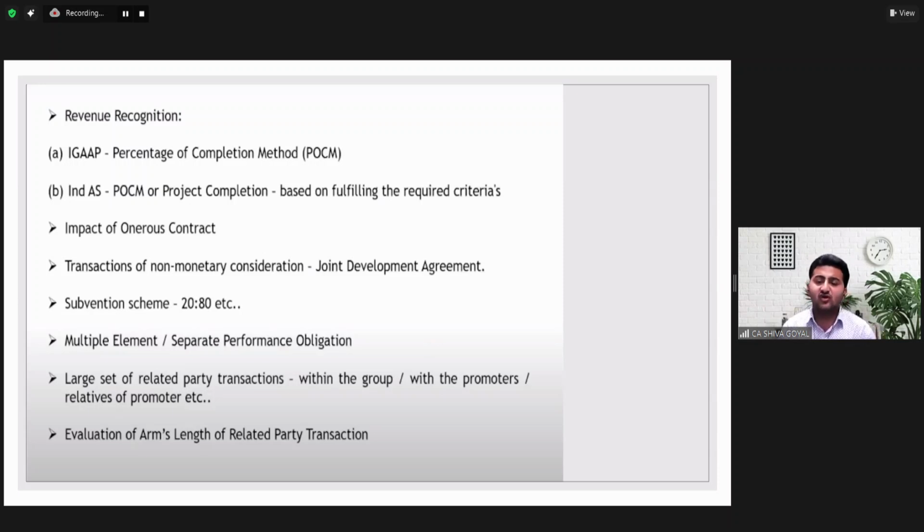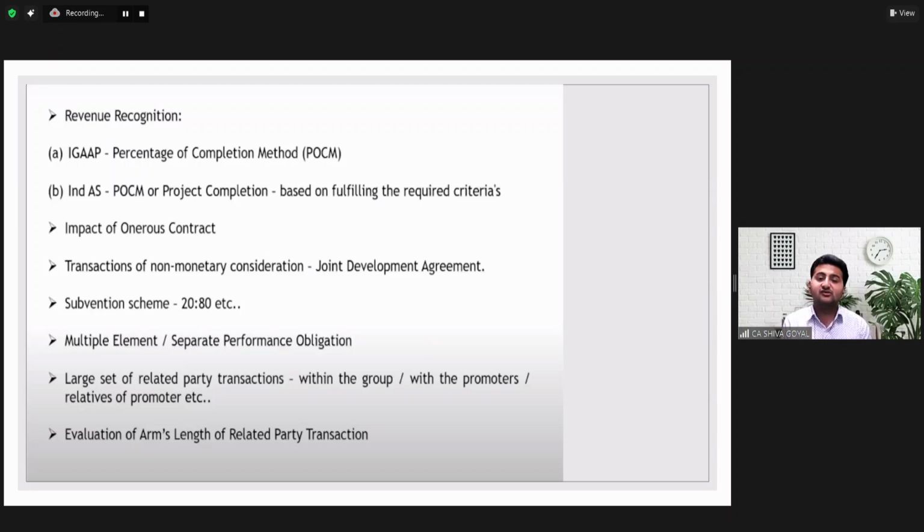There are a lot of schemes also, such as subvention schemes, where the developers come with the point that the customer just pays 20% as of now, and the remaining 80% will be paid by the customer upon the completion of the project. So there could be 30, 70, or 10, 90, it can be anything. But you have to see that whenever an advance is received by the developer, it should be presented as an advance from a customer rather than reducing it from the trade receivables or the trade payables. It requires a proper disclosure.